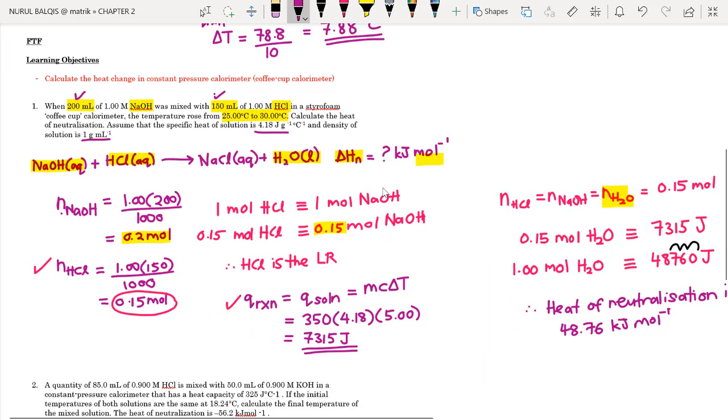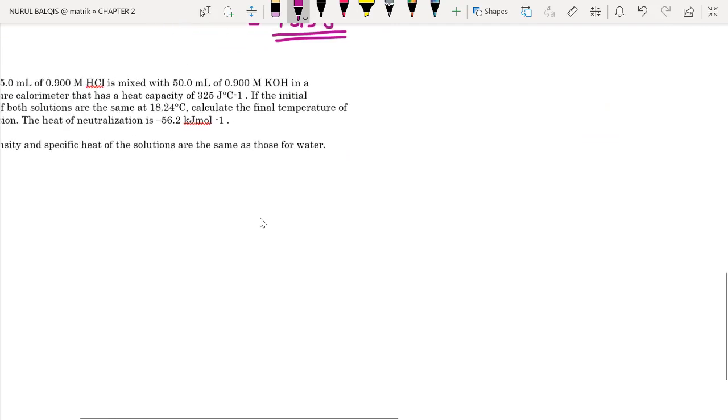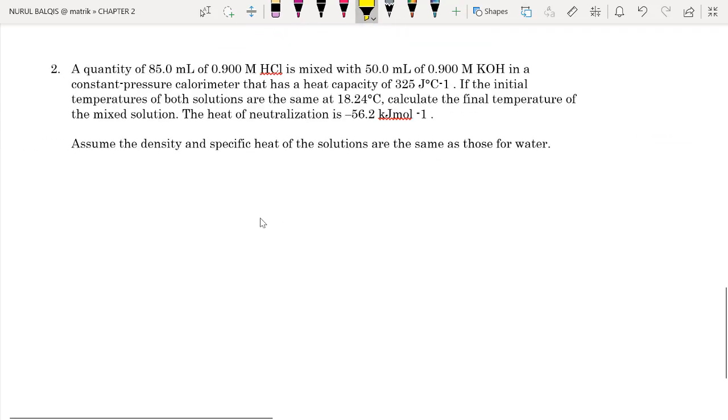Now, let's proceed to question 2 for this face-to-face tutorial. A quantity of 85 ml of 0.900 molar HCl is mixed with 50 ml of 0.0900 molar potassium hydroxide. So we have an acid and a base. Again, we're going to do the neutralization reaction.